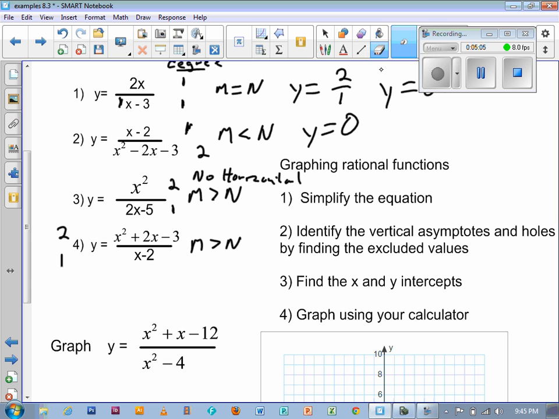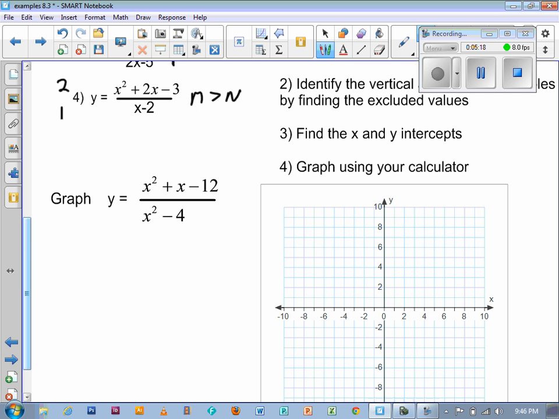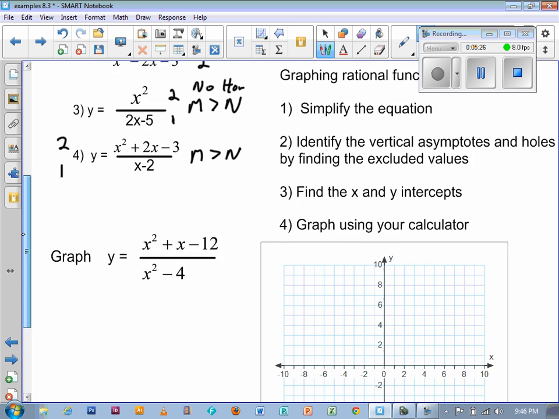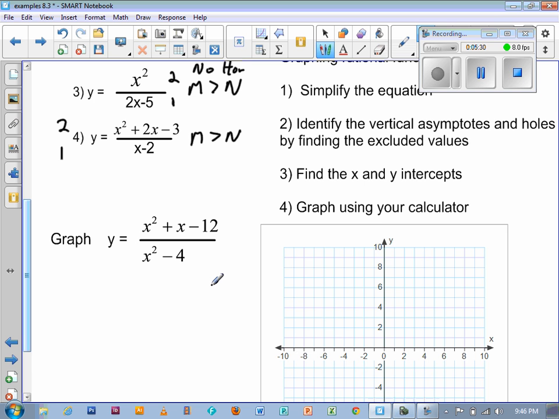And get out your calculators at this time because we're going to need them. Now, I've given you a list of rules here to follow, and we're going to actually apply them to this rational function. Y equals x squared plus x minus 12 over x squared minus 4. There's 4 things we're going to ask you to do. First, simplify the equation. Well, this is already simplified. You want to multiply everything together that you can. You might have to FOIL, you might have to distribute. Just make sure you multiply everything you can. Step number 2, identify the vertical asymptotes and holes by finding the excluded values. So we're going to find vertical asymptotes and horizontal asymptotes. In this setting, let's find the horizontal asymptote since we are fresh off determining that m is equal to n, right? Because our degree of 2 is equal to the degree of 2.